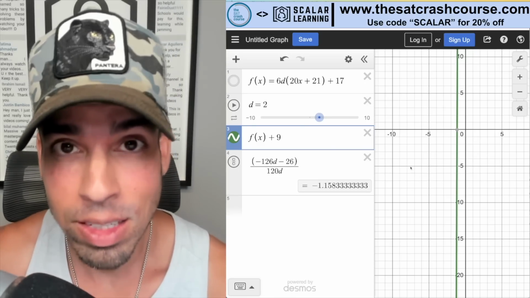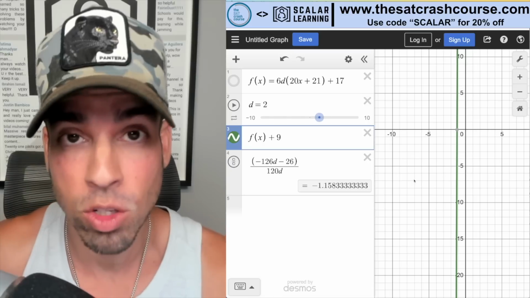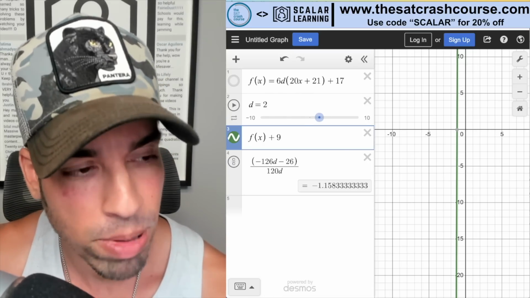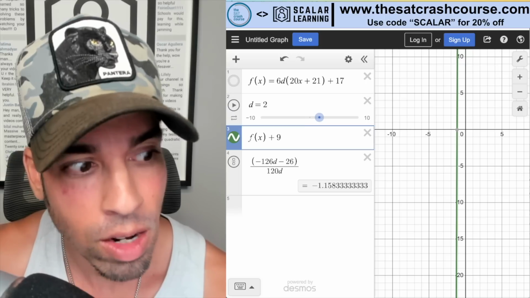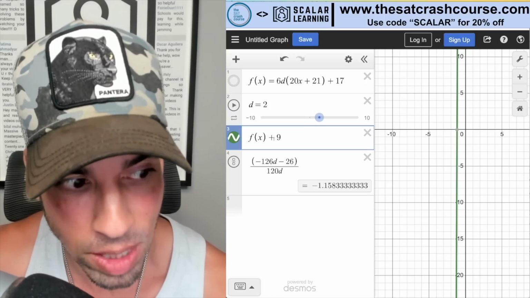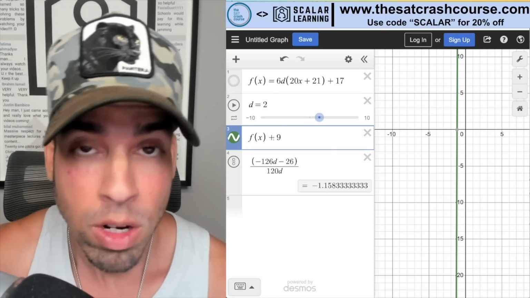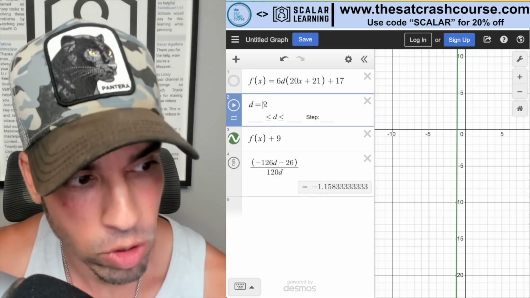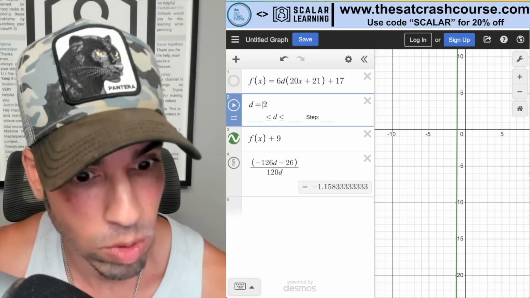Now, if you were to solve this using DESMOS, I'm going to show you how you can do it. It's not the easiest task in the world, and I would actually recommend doing this by hand. I think it's faster, but if you were to do it, this is how you would do it. I'm plugging in f of x as is. Then down here in green, I'm plugging in f of x plus 9, because that's the function of which we want to find the x-intercept. Then I'm setting an arbitrary value for d. I could set it to 2, I could set it to 3, it doesn't really matter.